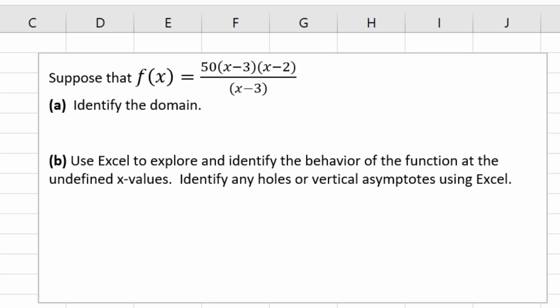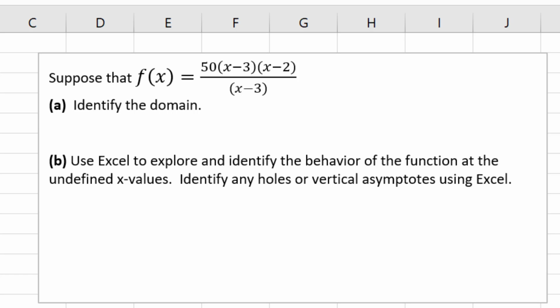In this video, we'll explore the domain of a rational function, and then we'll use Excel to identify the behavior of the function at any undefined domain values. So we've been given this function, f of x, where the numerator is a second-degree polynomial that's factored. The denominator is this linear function, x minus 3.